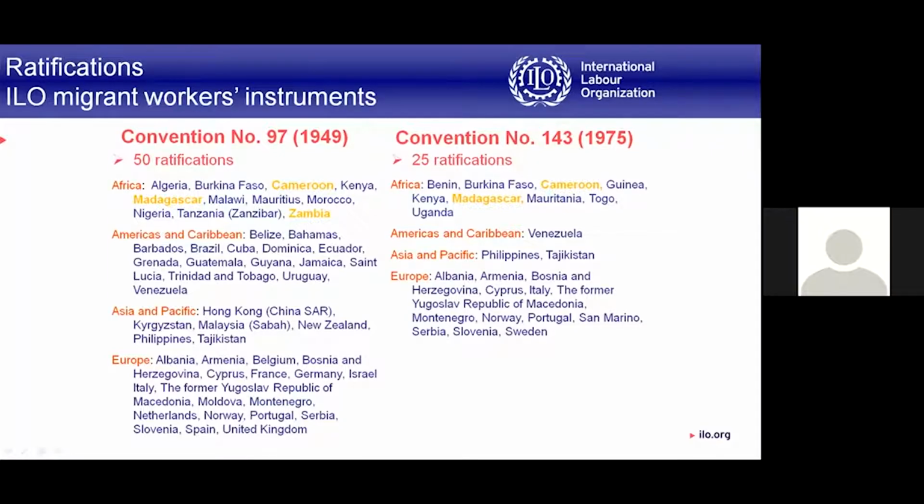So here you can see the ratifications of these two conventions, and you can easily see that there's an imbalance between the number of ratifications of the two conventions. So Convention 97 was ratified by 50 countries, and I'm sorry for colleagues from Mauritius and Malawi. We can see that a very low number of African countries ratified Convention 97 and 143. As for the former, many European countries ratified it.